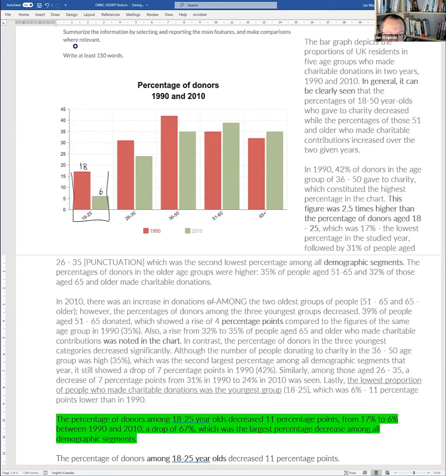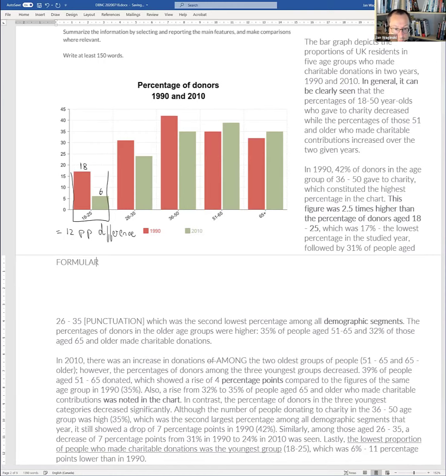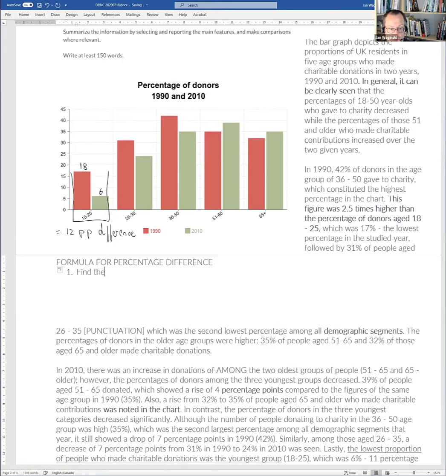Right, so as you said before, that is a 12 percentage point difference. Now we want to know what that is in percentage, not percentage point. So the formula for percentage difference has two steps. The first step is find the absolute difference.